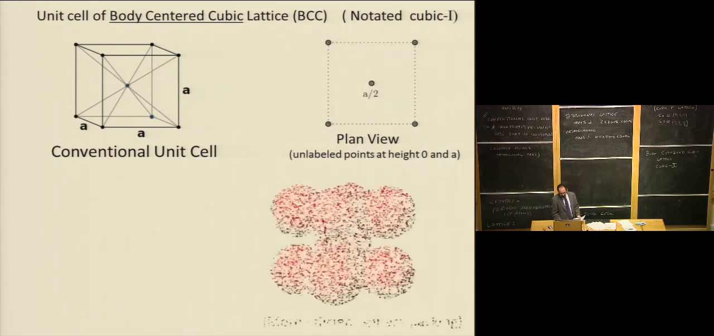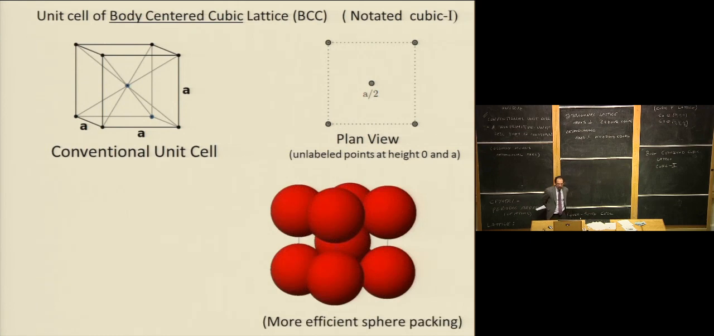If you put atoms together in this body-centered cubic structure, they would look more like this, and it's filling up much more of the holes of the lattice this way. It's a much more efficient sphere packing, and there are quite a few materials that actually take this body-centered form: sodium, lithium, iron, potassium, and many, many more.